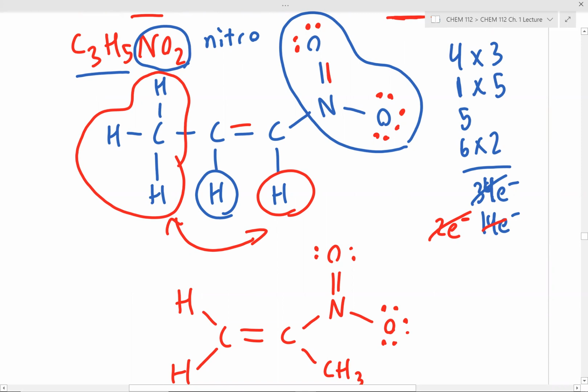This is part of the reason why we love condensed formulas. Because otherwise, if I just gave you this chemical formula, it's ambiguous. It could be any of these structures. So condensed formulas really help reduce ambiguity.